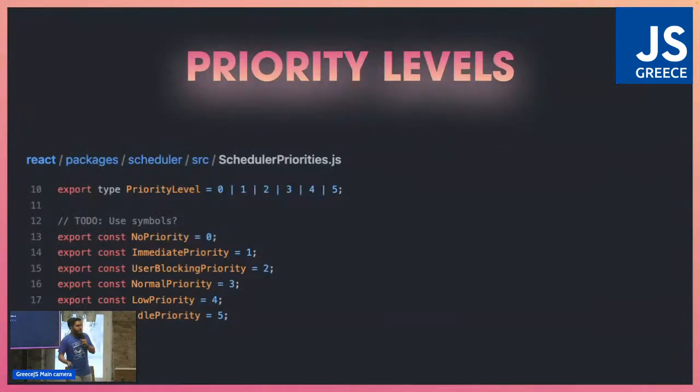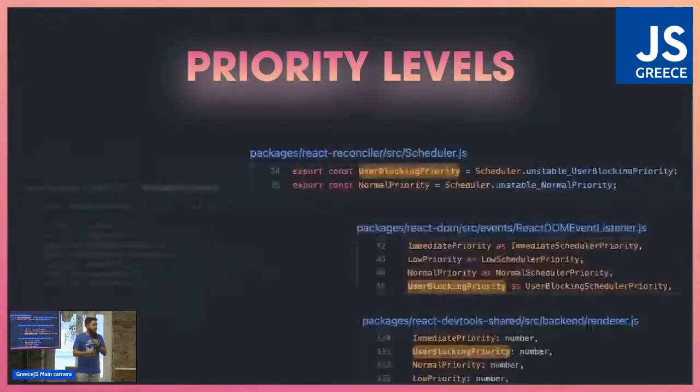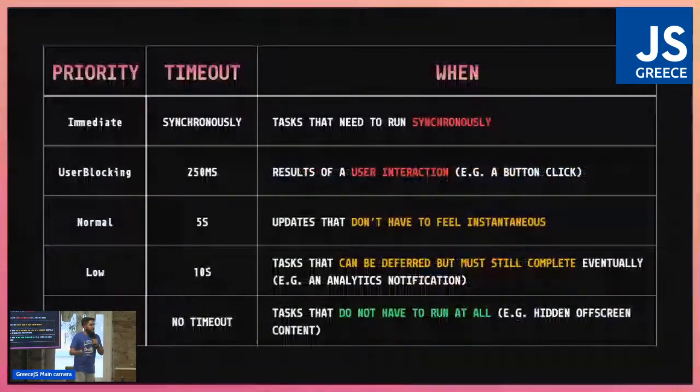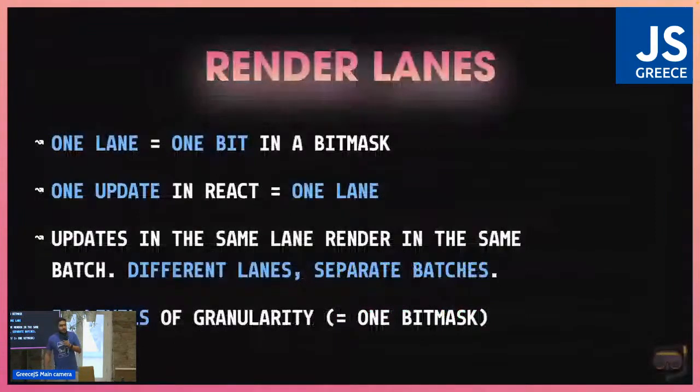The other thing in the implementation are the different priority levels. You see them defined in the source of the scheduler, and you see them repeated throughout the rest of the code, including in the reconciler, in the different React renderers like React DOM or React Native. And you see them even in React DevTools. Basically, those are different ways of React defining when it wants to perform something. And they have different timeouts assigned, and that means basically, okay, do that whenever you can, or do that now, etc.